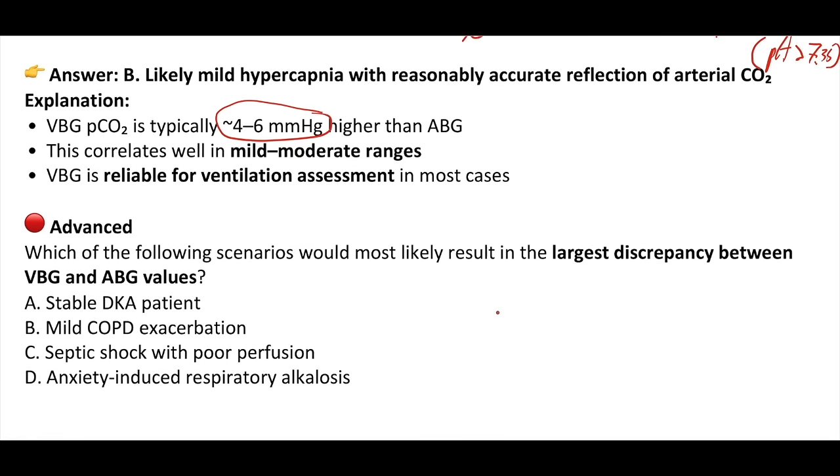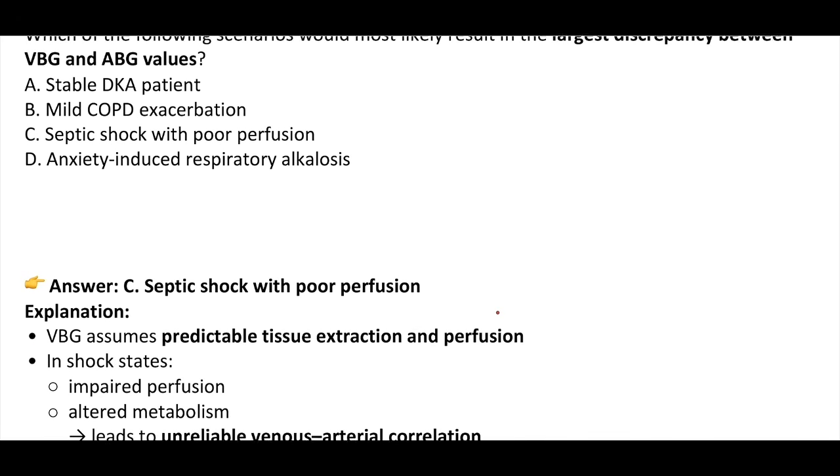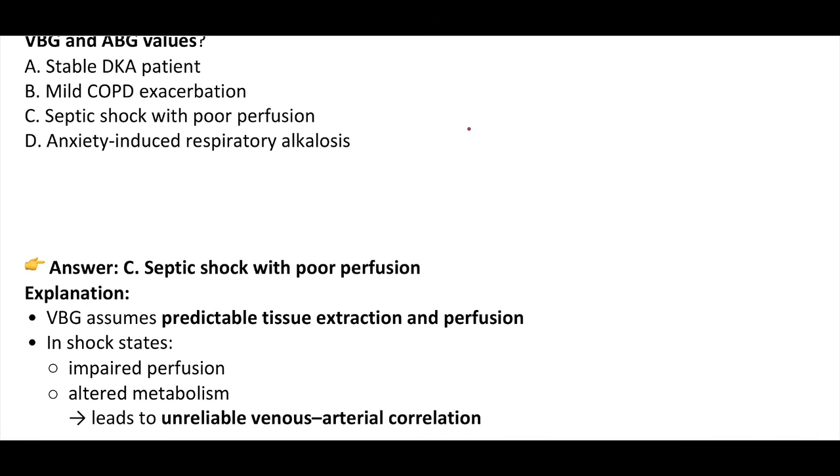All right, last question. Which of the following scenarios would most likely result in the largest discrepancy between VBG and ABG values? A, stable DKA patient. B, mild COPD exacerbation. C, septic shock with poor perfusion. D, anxiety-induced respiratory alkalosis. Pause if you need to. The correct answer is C, septic shock with poor perfusion. So remember, poor perfusion makes the VBG less reliable because tissue extraction and perfusion are related. In shock states, impaired perfusion and altered metabolism can lead to unreliable venous-arterial correlation. So you've got to be really careful using the VBG in these patients.